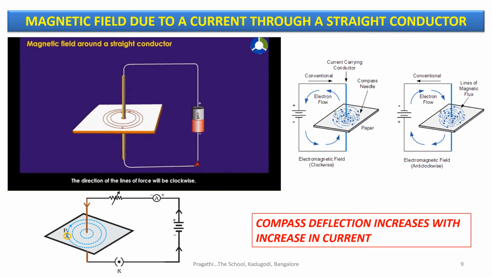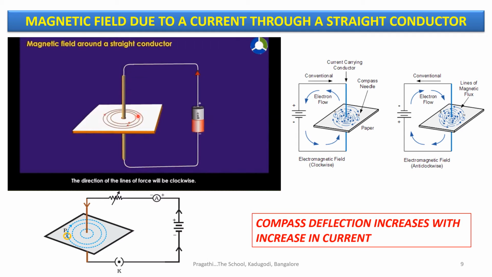Now, a straight conductor. Already we have seen the same thing in the previous slide. The cell is connected and positive is here, so the current flows from positive and comes to negative. The conductor is nothing but a thicker one compared to the wire; a metallic conductor will be thicker. Then how will the direction of magnetic field be? You can see the magnetic field will be in the clockwise direction.